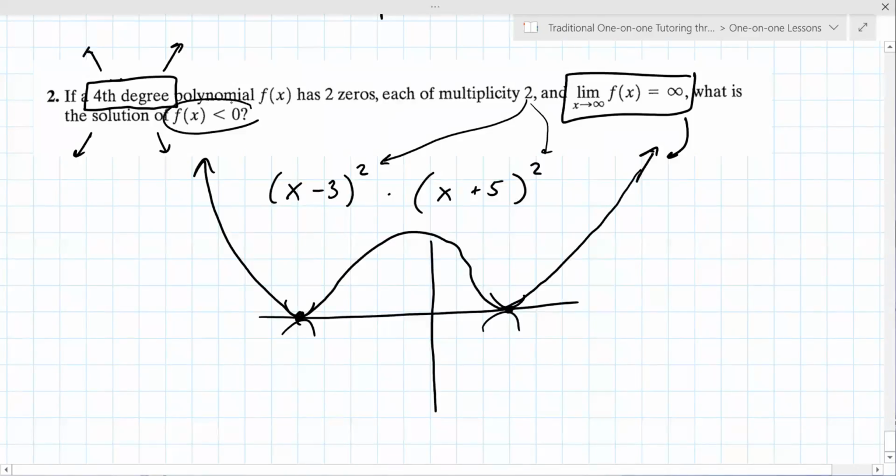Is the function ever below the x-axis, according to what we've drawn here? No, it just touches it. No, and that's what that means. Yes, it could equal it, but no, it's never below.